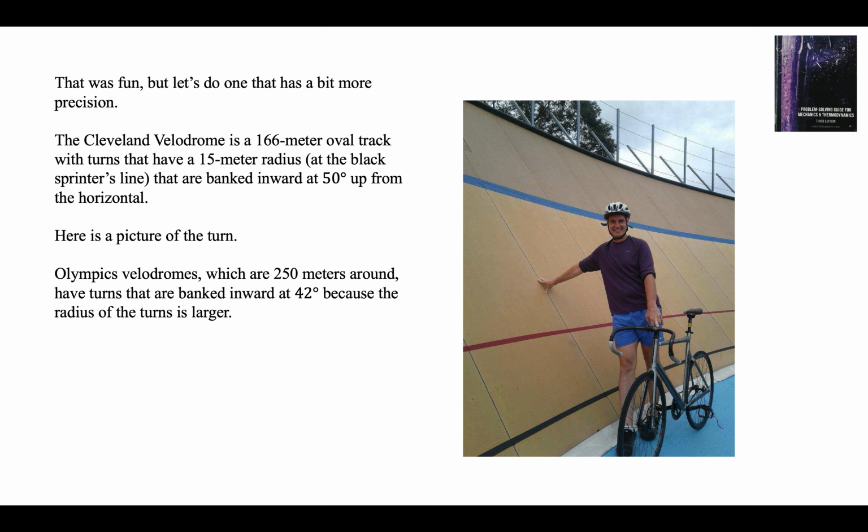Olympic velodromes, which are bigger, have turns banked inward only at 42 degrees because the radius of the turns is larger, and you don't need so much normal force. If the track is small, you need a lot of normal force because the radius is small.